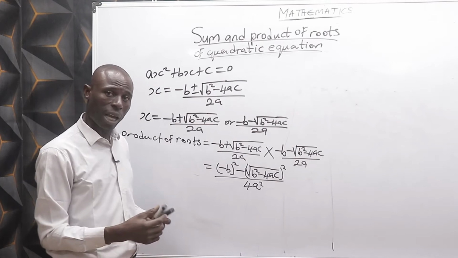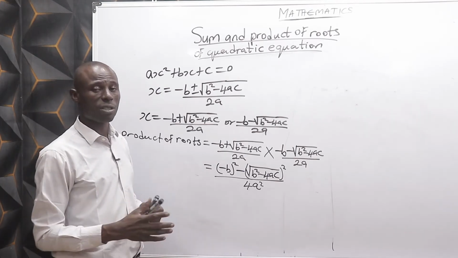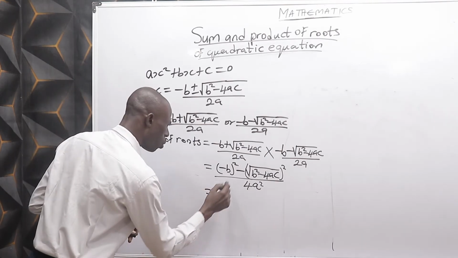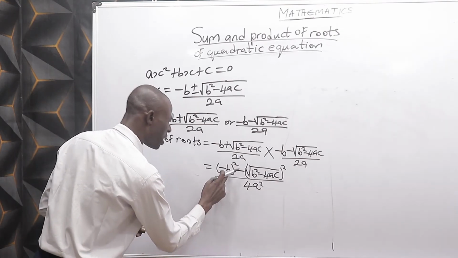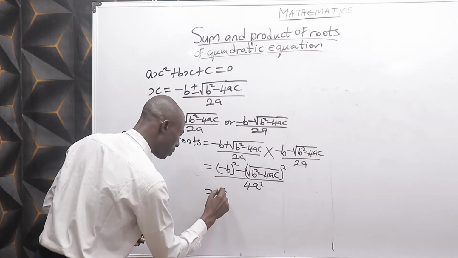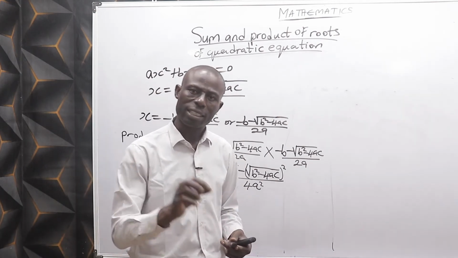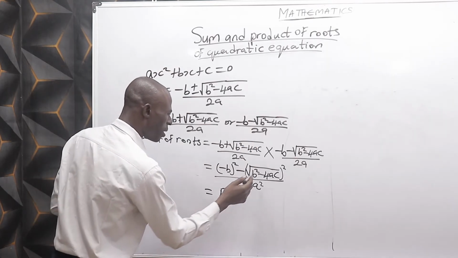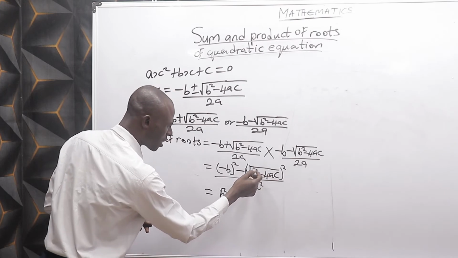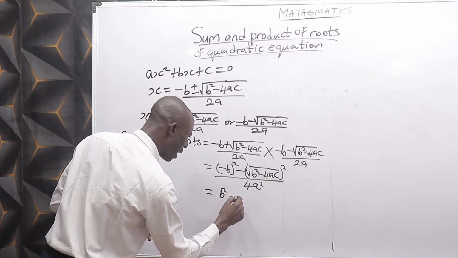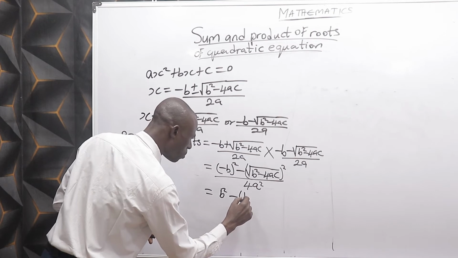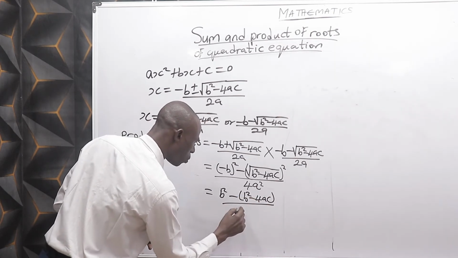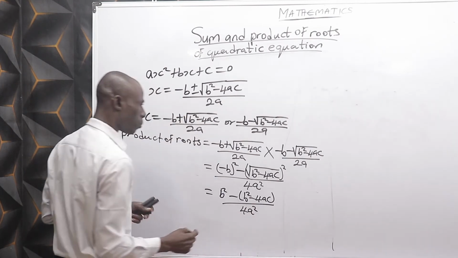If you actually understand the concept of difference of two squares, what I have done here should be very simple in your sight. Minus b squared is b squared, because when you square a negative value, it becomes positive. The power 2 cancels the square root symbol here to give minus b squared minus 4ac all over 4a squared.